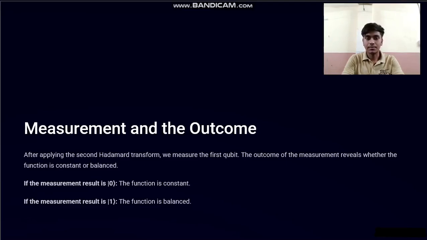Measurement and the outcome. At the end of the algorithm, we measure only the first qubit. If we get 0, the function is said to be constant. And if we get 1, the function is said to be balanced. This result comes from the interference created by the oracle and the second Hadamard transform. It's fascinating because we have gained insight into the function's structure not by evaluating it multiple times, but by harnessing quantum mechanics.